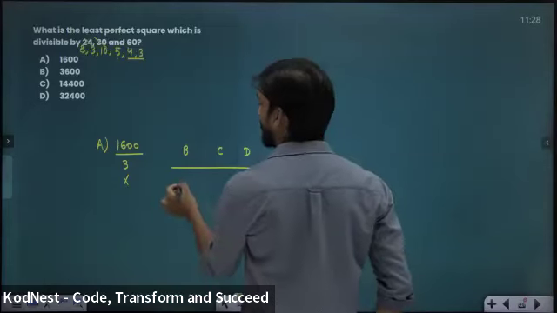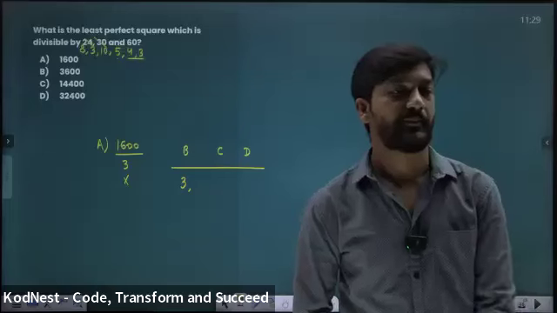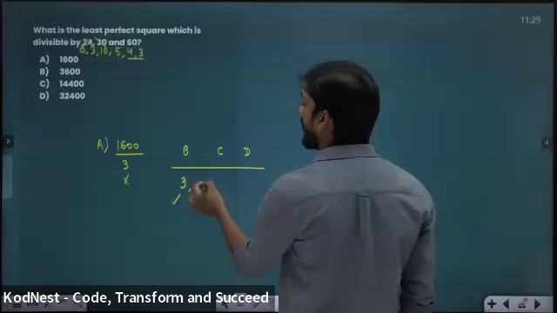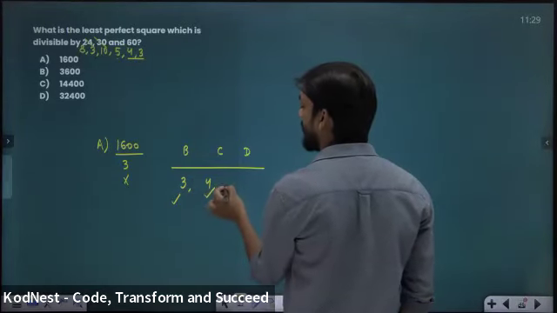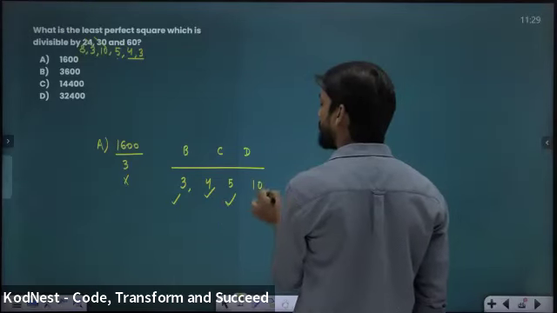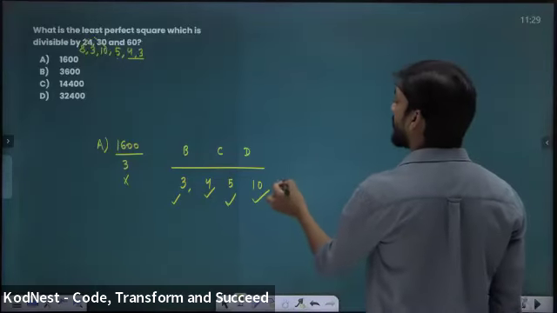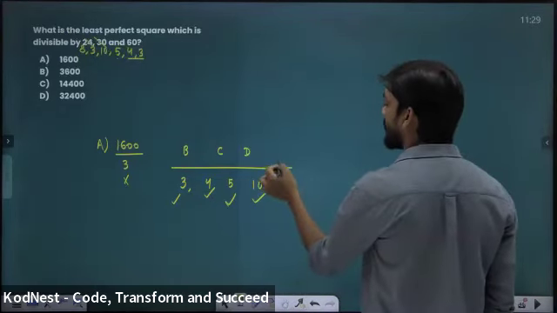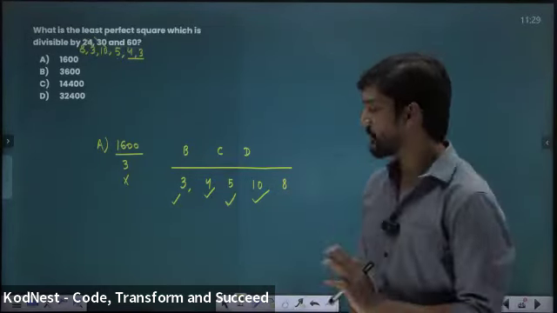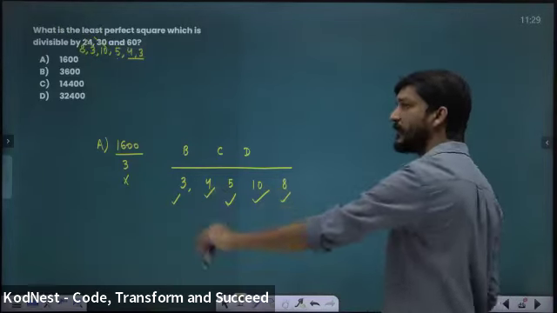B, C, D options, are they divisible by 3? Quick answer. All of them? Yes. Okay, they are divisible by 3. Are they divisible by 4? Yes. Are they divisible by 5? All of them? Yes. Are they divisible by 10? All of them? Yes. Are they divisible by 8? Quick check. Very quickly check. Yes. Okay. So my dear, 3 options are satisfying all the conditions.